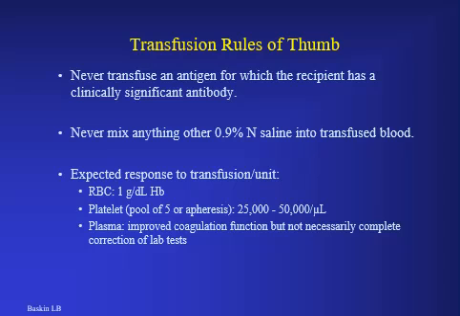And then finally, the expected responses to transfusions per unit would be 1 gram per deciliter for red cells, somewhere between 25 and 50,000 per microliter for platelet pools or for apheresis units. And finally, with plasma, we expect improved coagulation function and improved lab tests, but we won't necessarily completely correct the INR or the PTT with that.